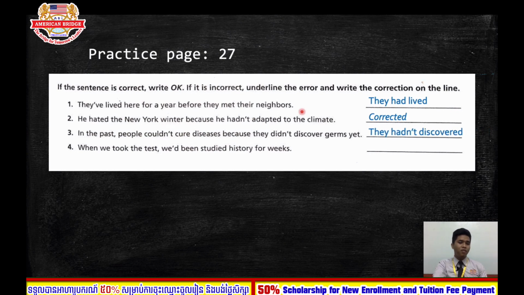Very good. Number four, when we took the test, we have been studying history for weeks. So do you remember the form of past perfect continuous? Had been plus verb-ing. So here we had been studying history for weeks.